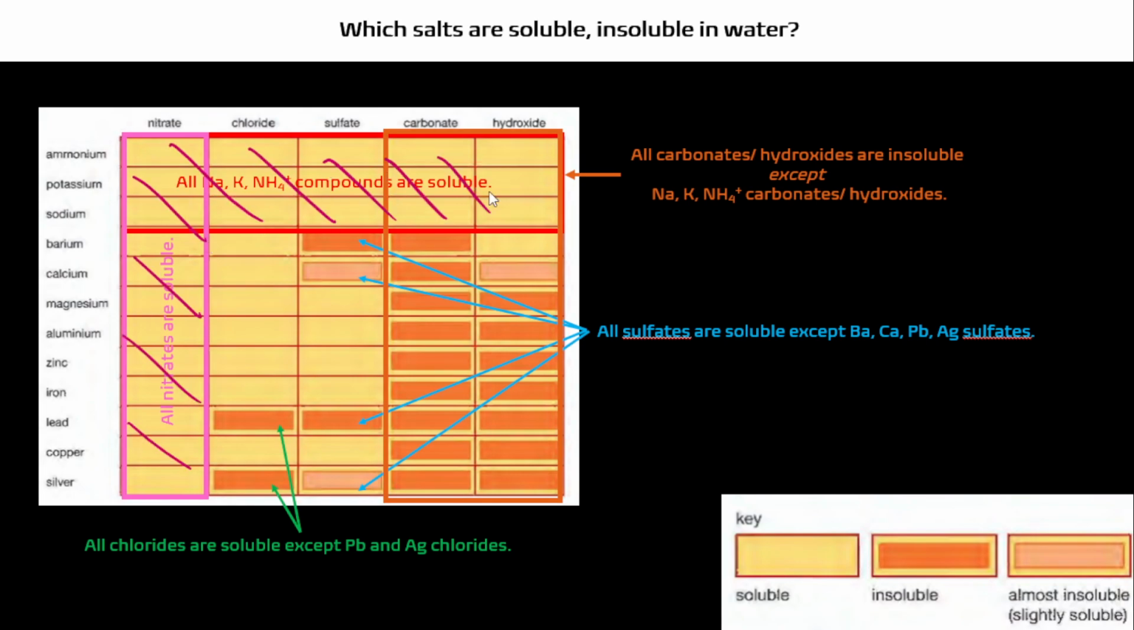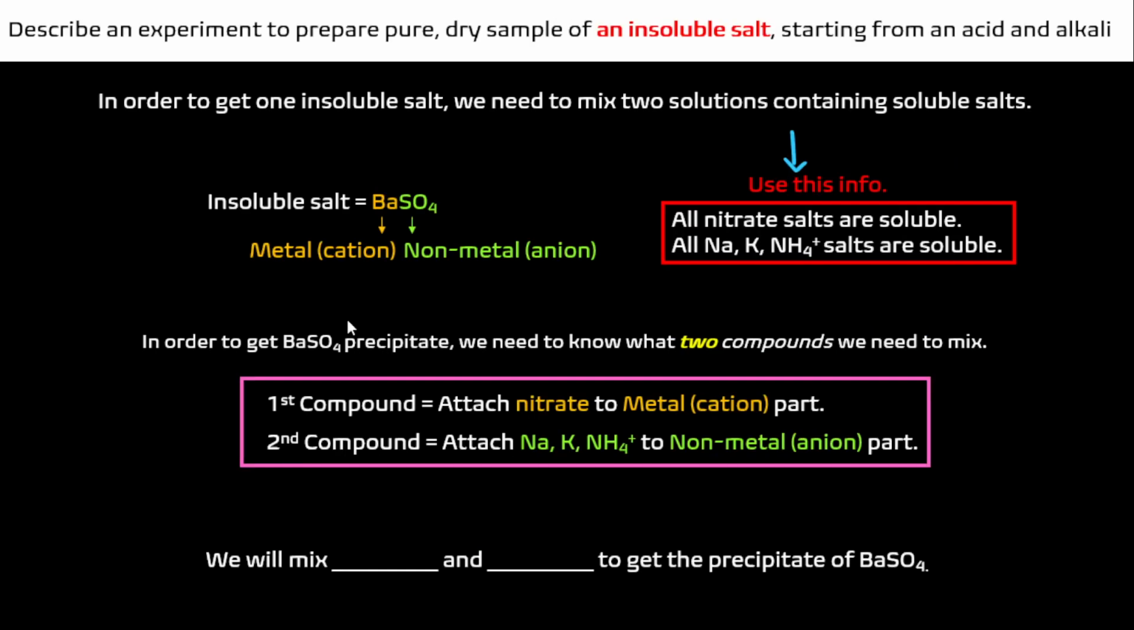So we can simply pick one of these and one of these. You will see what I'm saying here. In order to get the insoluble salt barium sulfate, you are already familiar that Ba is a metal cation with 2 plus, and SO4 is a non-metal anion with SO4 2 minus.